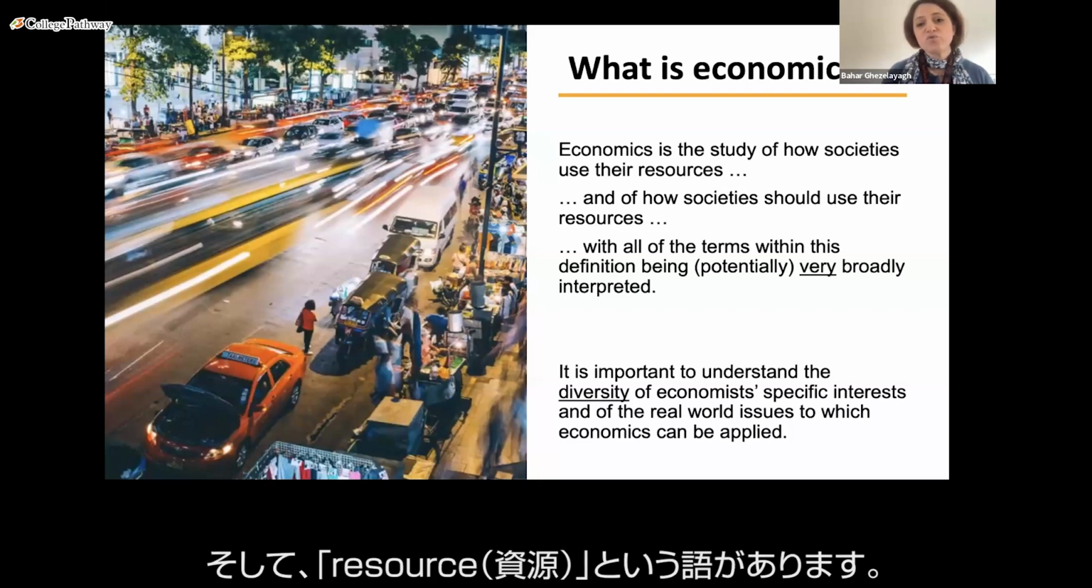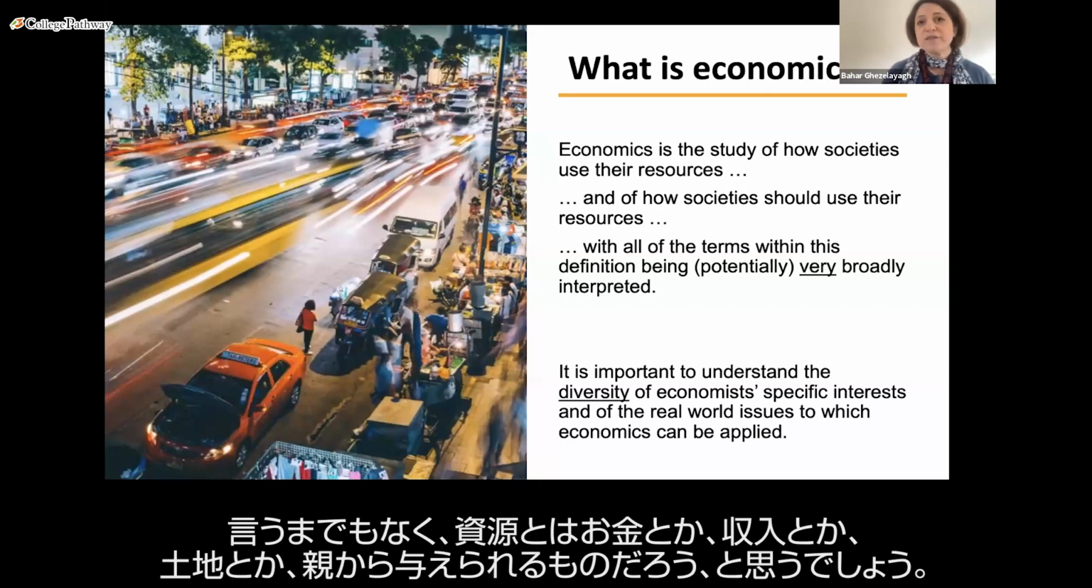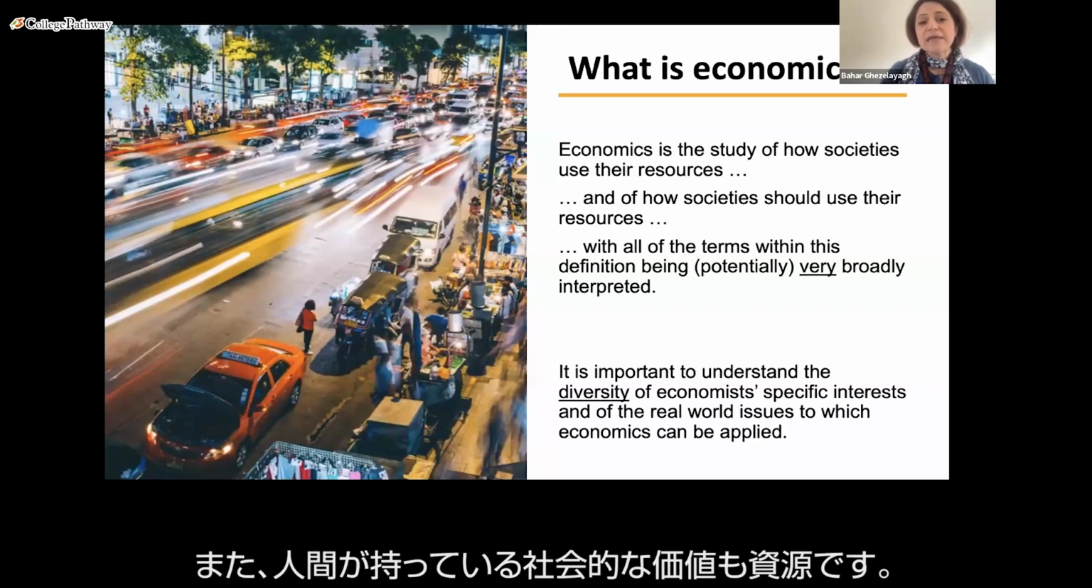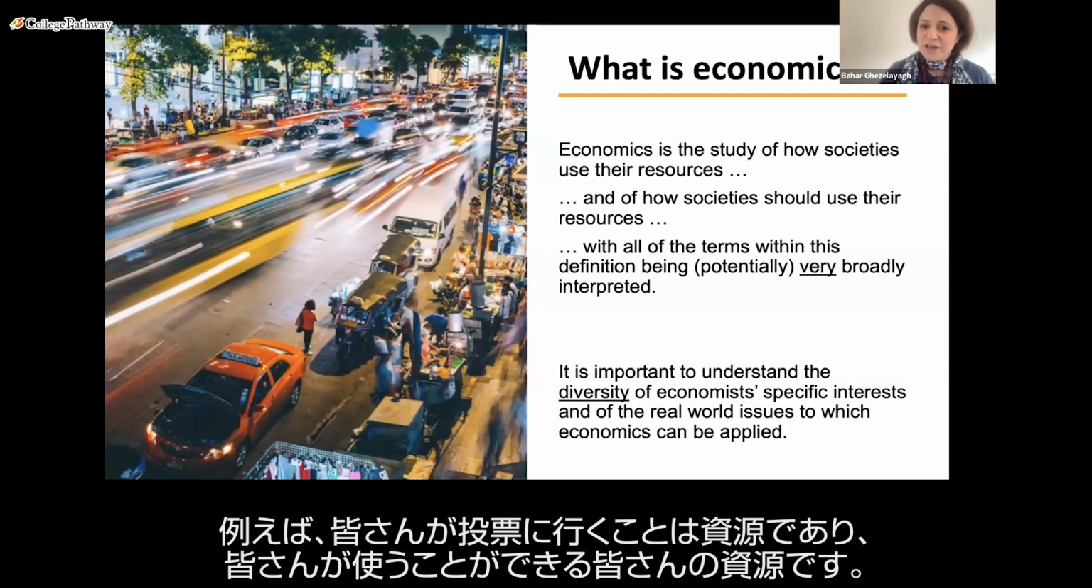Then we have the word resources. Obviously, you might think, well, resource could be money, could be our income, maybe it could be our land, it could be what your parents are giving to you, but it could also be our leisure time and our study time and work time. It could also mean any other societal values that we as human beings hold. For example, you going and vote, that is a resource, that is your resource that you can spend.